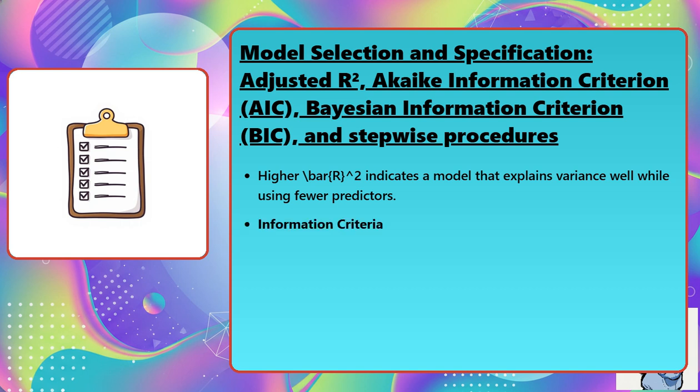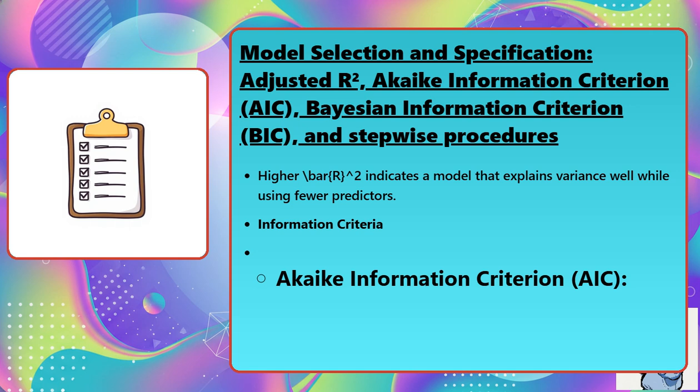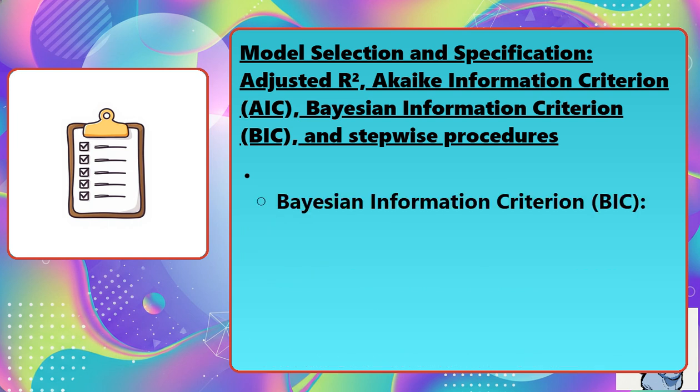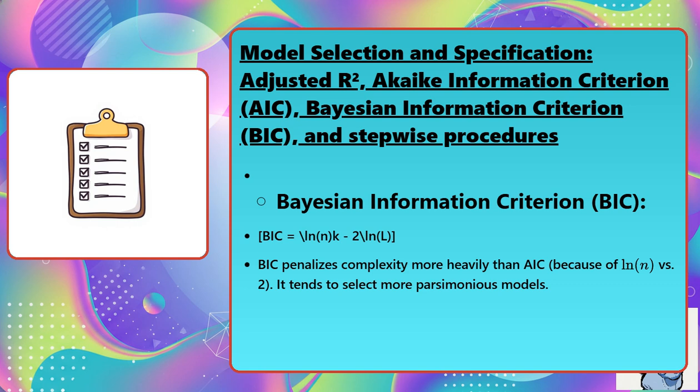Information criteria. Akaike information criterion, AIC. AIC equals 2k minus 2 times the natural log of L, where k is the number of estimated parameters including sigma squared, and L is the maximized likelihood. Lower AIC equals a better trade-off. Bayesian information criterion, BIC. BIC equals natural log of n times k minus 2 times natural log of L. BIC penalizes complexity more heavily than AIC because of natural log of n versus 2. It tends to select more parsimonious models.